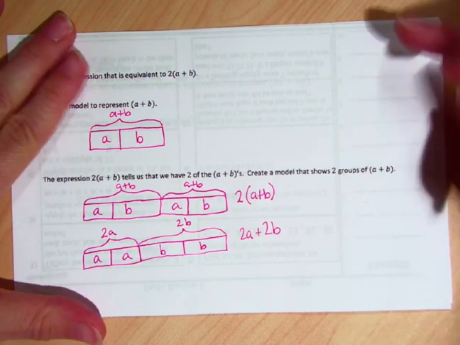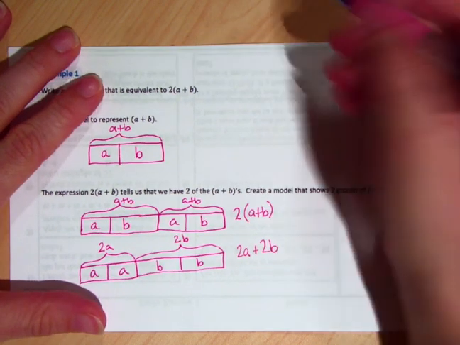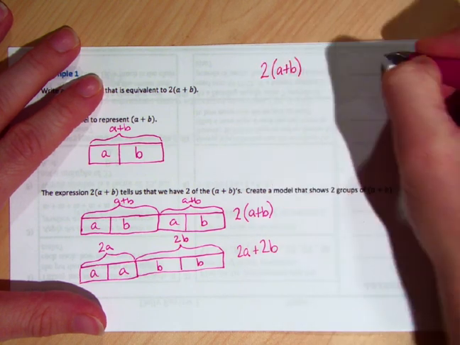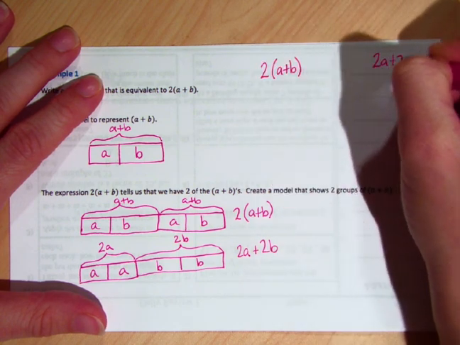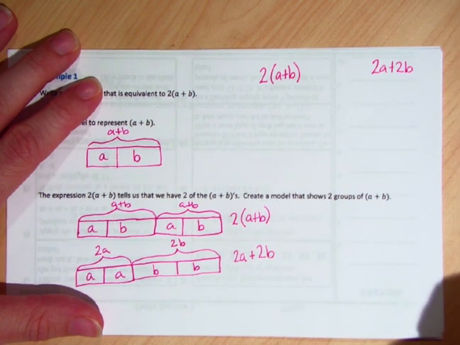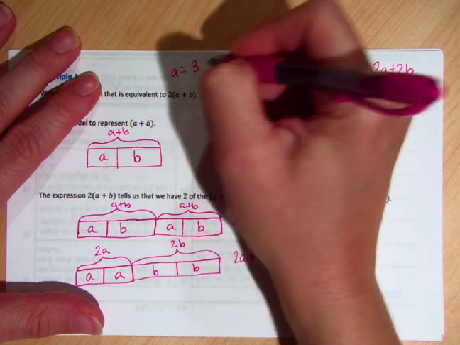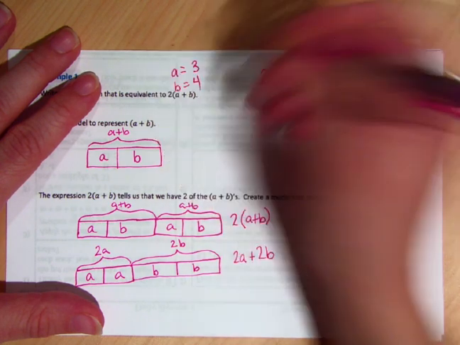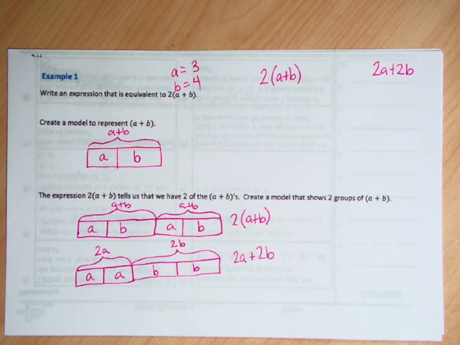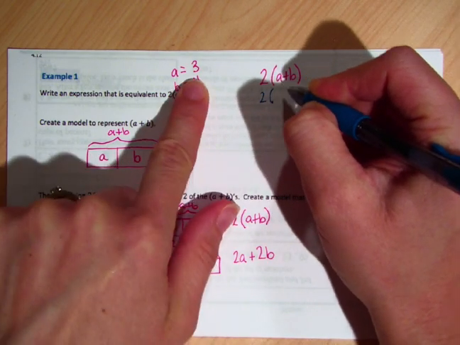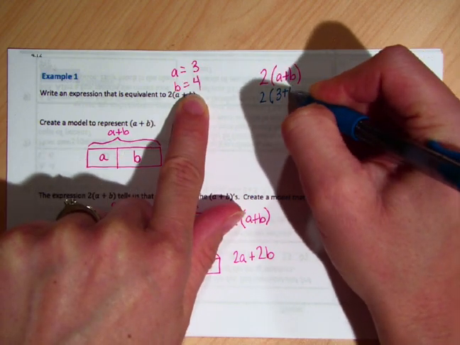I'm going to do that up here because I have more space in this section. On this side, I'm going to put 2 times the quantity A plus B. And over here, I'll put 2A plus 2B. We're going to substitute, and we're going to say that A equals 3, and let's say B equals 4. Just to give some numbers. I'm going to use a different color here to plug in my numbers. Let's do this one first. So we have 2 times the quantity 3 plus 4.